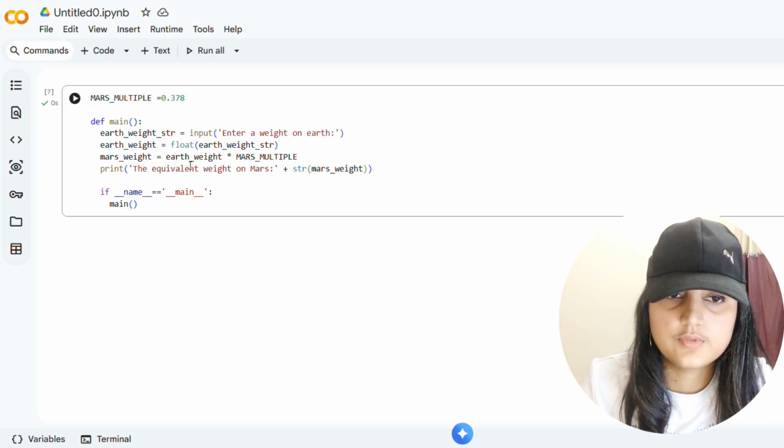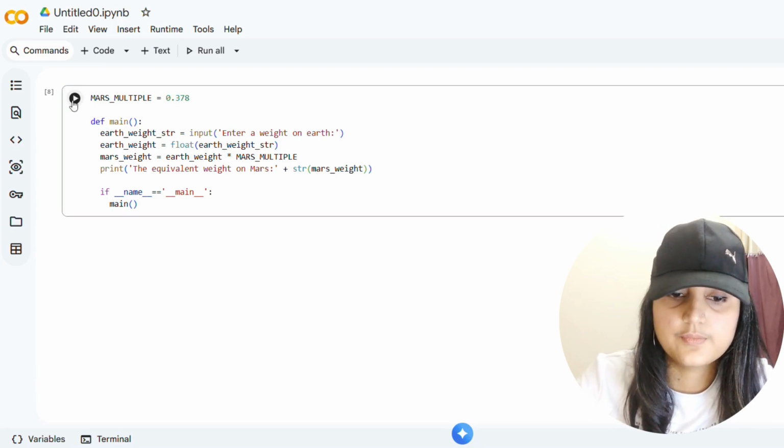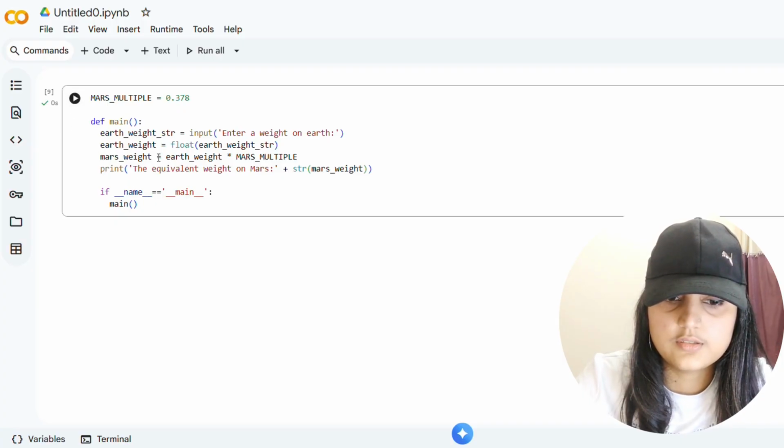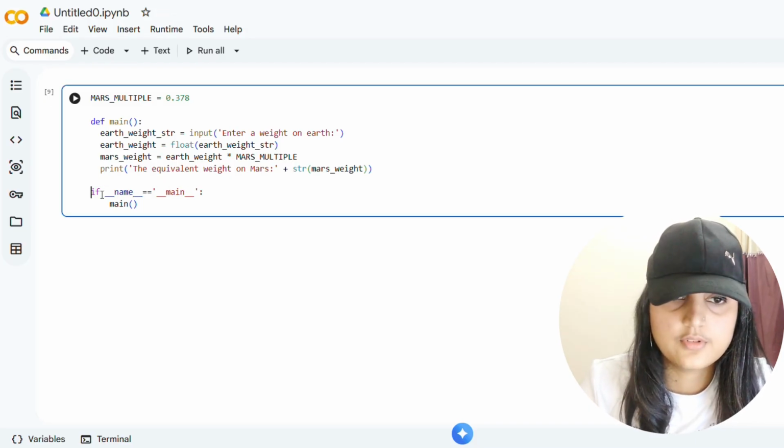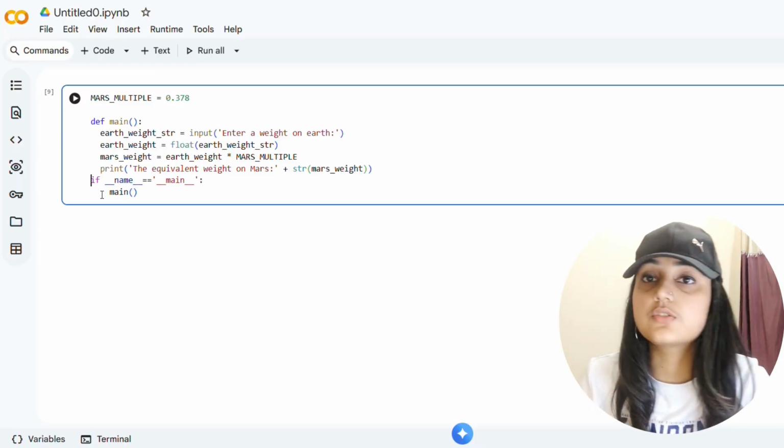Okay, 0.378. And Earth weight is this. Okay, so there is an indentation error that we are facing. Okay, so now it's solved.